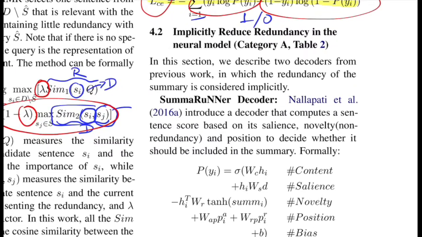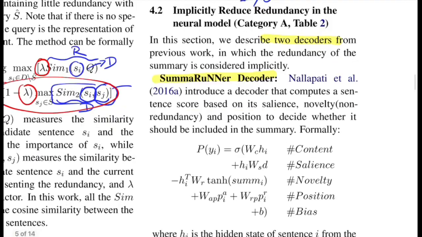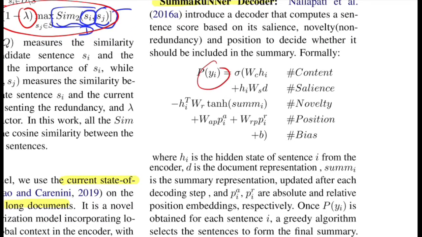In this section, authors particularly talk about two kinds of decoders. First is called the SummaRuNNer Decoder, where the idea is that at any point i where you're trying to predict the probability yi for the sentence i to be a part of the extractive summary, you don't just consider the sentence representation but also the saliency, how important this sentence is to the document D, and it's also a function of novelty, where sum_i is nothing but the hidden state representation of all the summary sentences that have been generated so far. So it's a weighted summation of that. Then you multiply by the weight WR and the hidden representation of the current sentence hi.